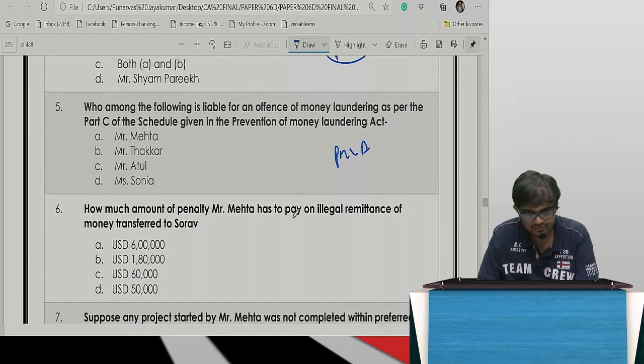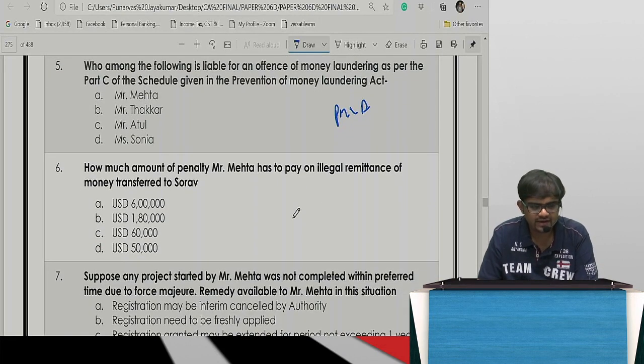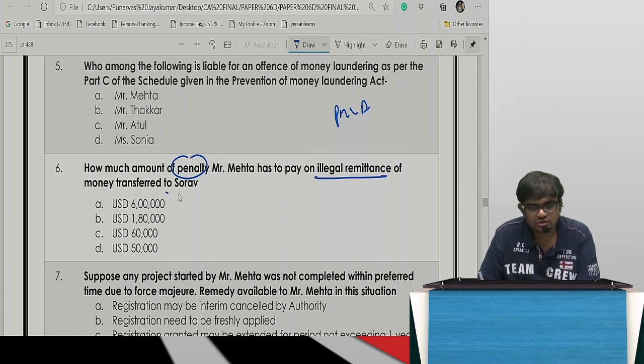PMLA, right? The sixth one: how much is the penalty on illegal remittance of money? On illegal remittance, how much? So if you see penalty, they are asking on illegal remittance outside. Here basically they are asking about FEMA. Illegally, if you remit outside the country, what would be the penal provision?